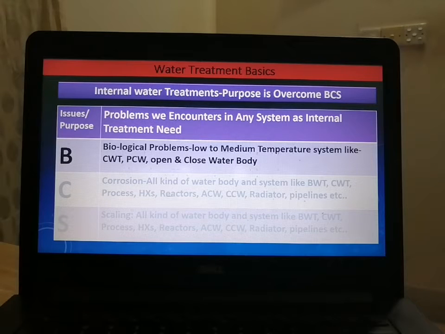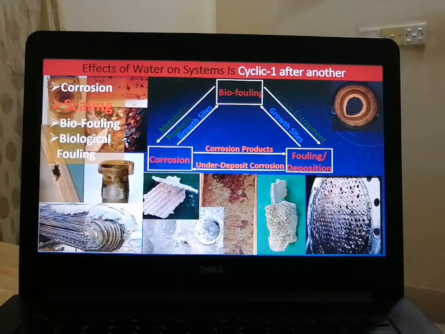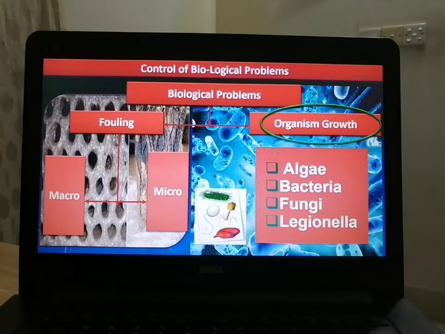We have finished corrosion, we have finished scaling, and we are now discussing the biological problem. We discussed that all the problems of internal treatment are interrelated. They come one after another. So we have to understand every step, every process, and we have to design a synergistic and integrated treatment program so that our treatment becomes successful. So we are discussing the biological problem.